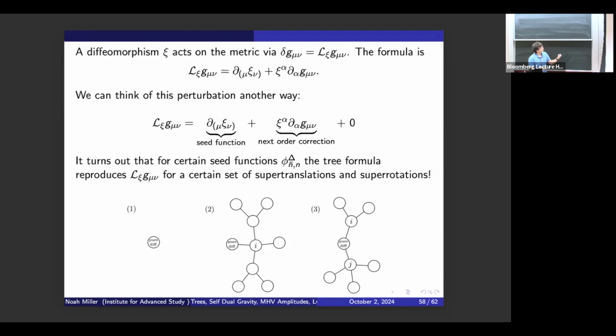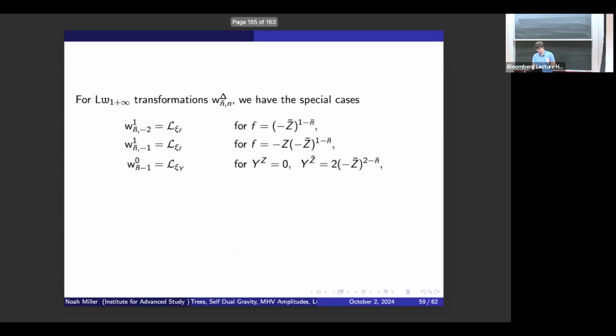So this first thing here, where it attaches once, ends up reproducing the next order correction. And whenever the pure diffeomorphism seed attaches to two or more nodes on a tree, those just end up evaluating to 0. So within the tree formula, you can see its action. And I'll just say that a certain subset of the W generators are a certain subset of super translations and super rotations.